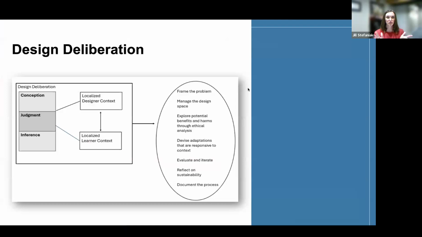Now I'm just showing you what this looks like, and we're going to go through several of these components today, so I'm not going to spend too much time on this slide because we will revisit it. But this is where we're looking at a variety of different things that we'll talk about today. We've got design deliberation, and if you were thinking about what that means by itself, this is where we're looking at conception, judgment, and inference. When we're looking at the conception, this is where we're starting to come up with some of our design ideas.